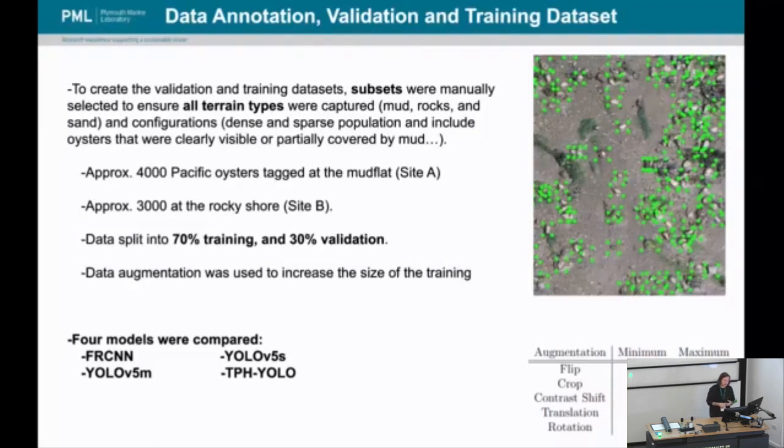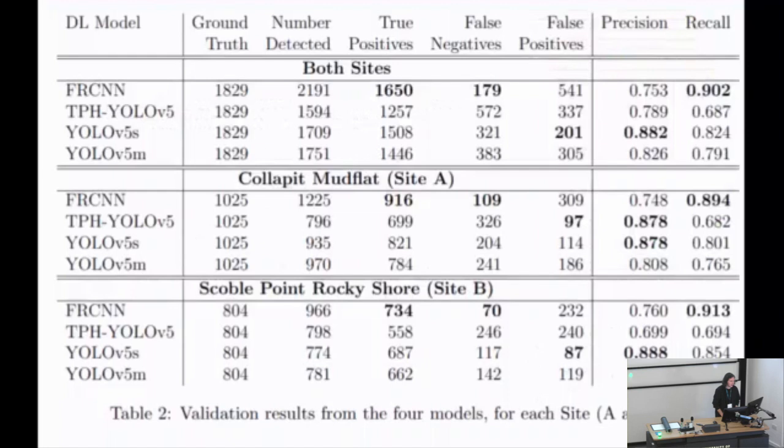We also ran a bit of augmentation, so you have it here: a bit of rotation, shift, and also color translation. And we tested 4 different models: Faster RCNN, YOLO 5M, YOLO 5S, which is the smaller one, and TPH YOLO, which was already pre-trained using drone imagery. We simply wanted to see if it was a better model.